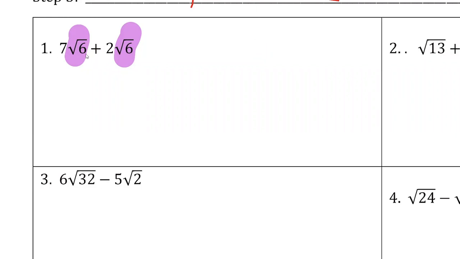How you want to think about it is you have 7 of these radical 6s plus 2 of these radical 6s. So if you add the outside numbers, that would be 9 radical 6. If you have 7 of those plus 2 of those, you have 9 of those. That's the idea. First example. If you have like radicands, it makes it very simple.